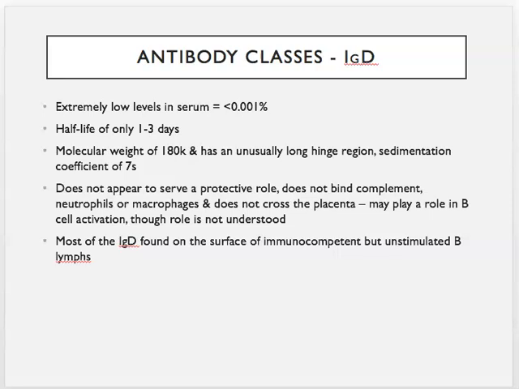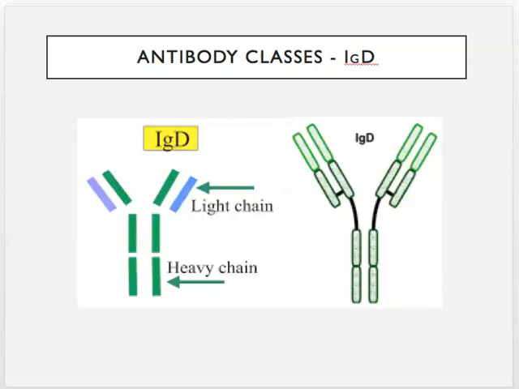Most of the IgD that is found is on the surface of immunocompetent but unstimulated B lymphocytes. And there's what it looks like, with that very long hinge region there.